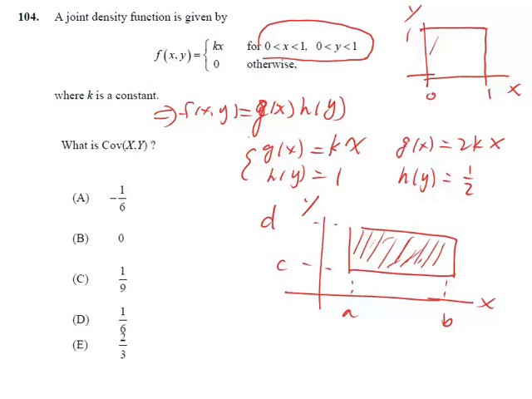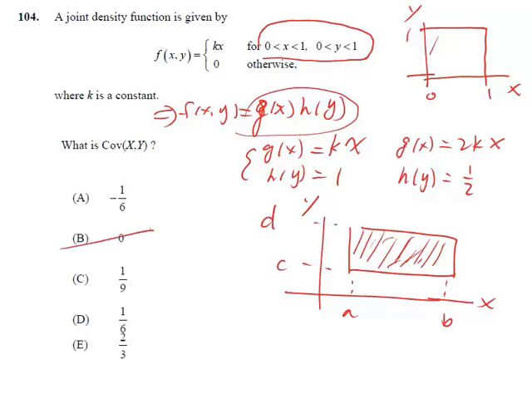As long as your x and y are distributed over a rectangle area, and the joint density can be expressed as a product of two separate functions, then x, y are independent. So in this case, the two conditions are met, so I know x, y are independent. If they're independent, their covariance is 0, so the answer is B here.